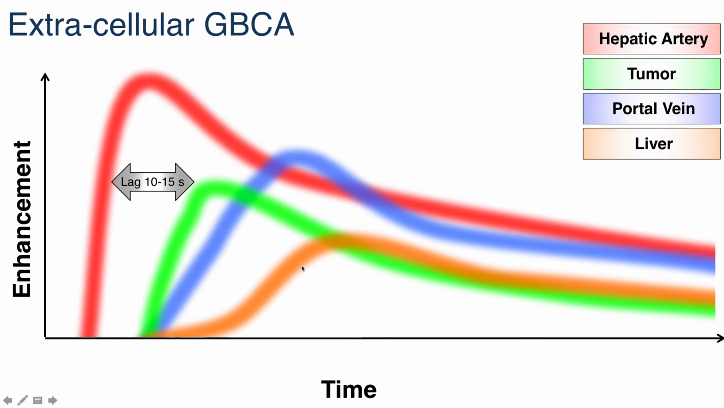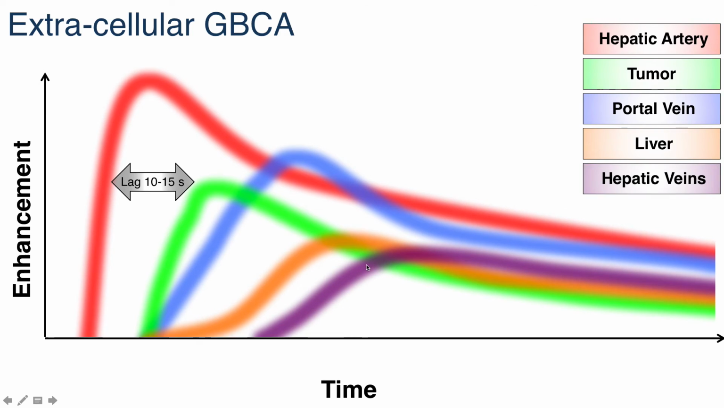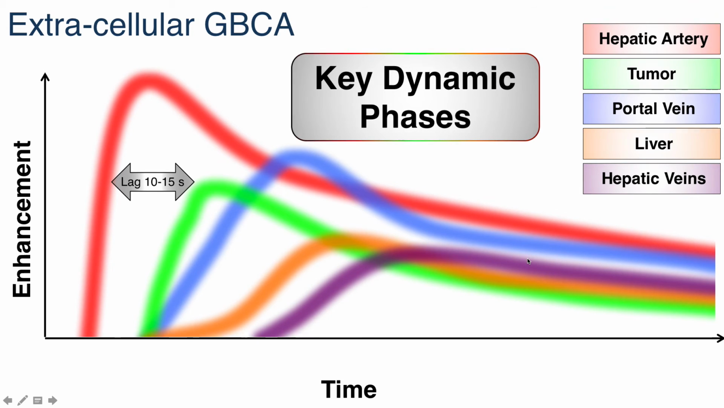Now the liver is fed mainly by the portal vein in blue, so the liver really starts enhancing after the portal vein. And the hepatic veins start enhancing after the contrast has made its way through the sinusoid. So after the liver enhancement is when the hepatic veins start enhancing. Notice this is a continuous series. Artery, tumor, portal vein, liver, hepatic veins. It's all occurring continuously, but that's too complicated for us. So we divide it into phases for convenience.